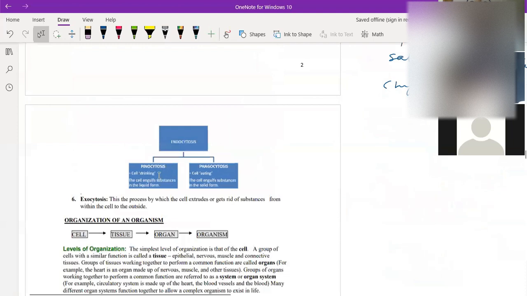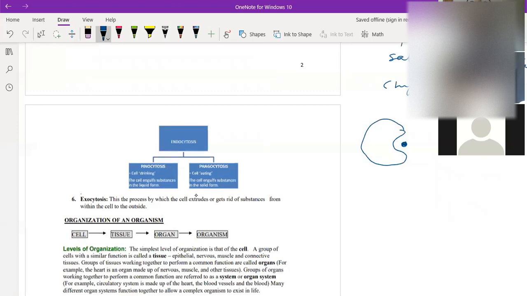Now, pinocytosis is like cell drinking, if you translate literally, it means the cell is drinking. In other words, the cell engulfs a liquid substance, right? While phagocytosis, literally speaking, means the cell is eating. In other words, the cell takes in a solid substance, something in a solid form. So if you take a cell like an amoeba, for example, or even the neutrophil, the cell sees a substance like this. If it's solid, then it's phagocytosis.